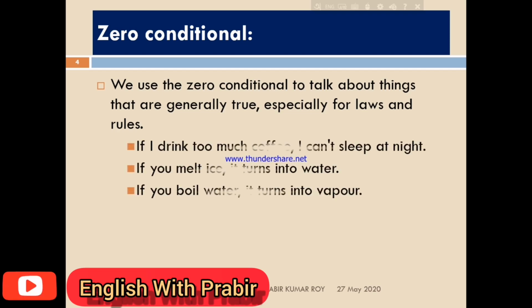Now look at the sentences. If I drink too much coffee, I cannot sleep at night. Yes, it's a fact. It's a universal truth. So you look at the sentence. The if clause is in simple present tense. And in the same way, the principal clause is also in simple present tense: I cannot sleep at night.